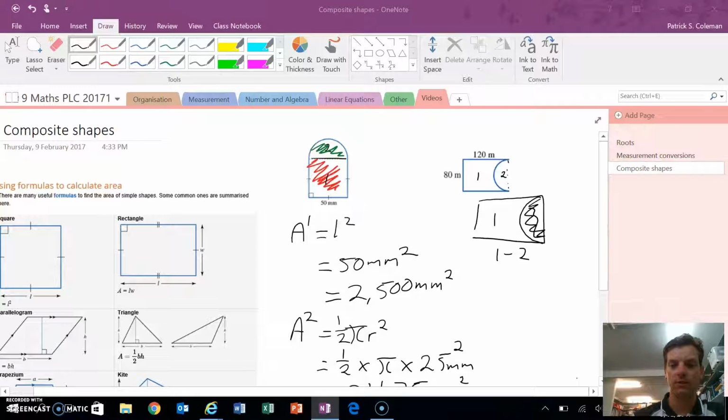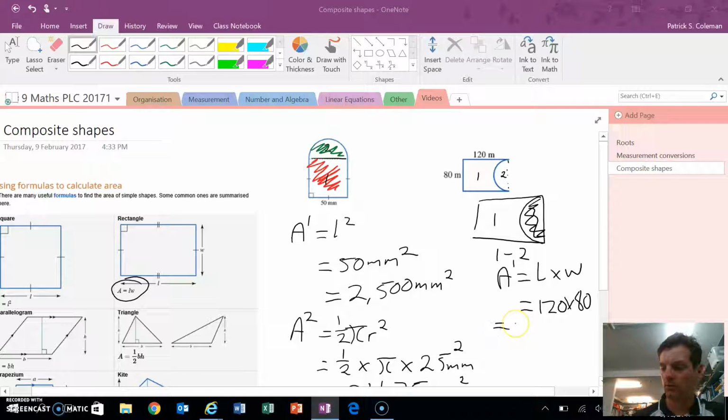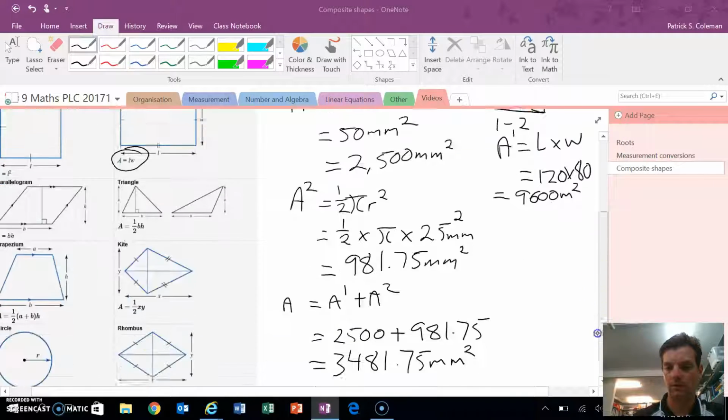So again, you've got a rectangle, so the rectangle formula here being length times width, so area 1 equals length times width. The length is 120 times the width, which is 80, and that equals 9,600, and our unit is meters squared.